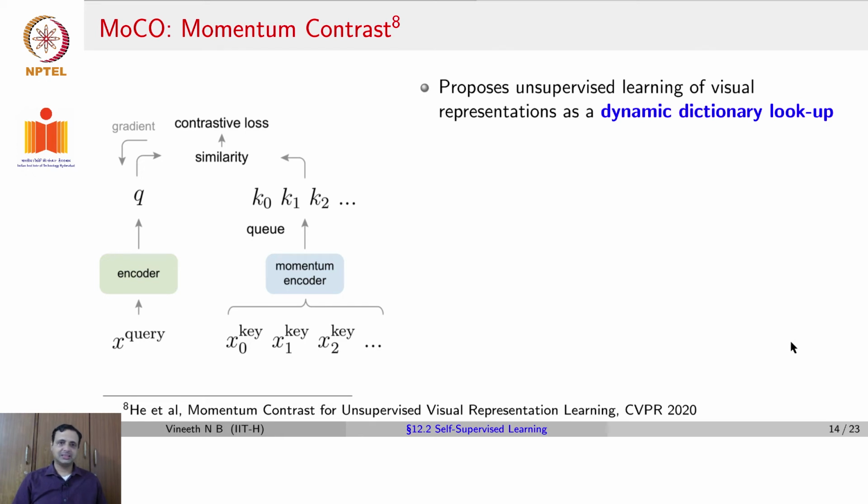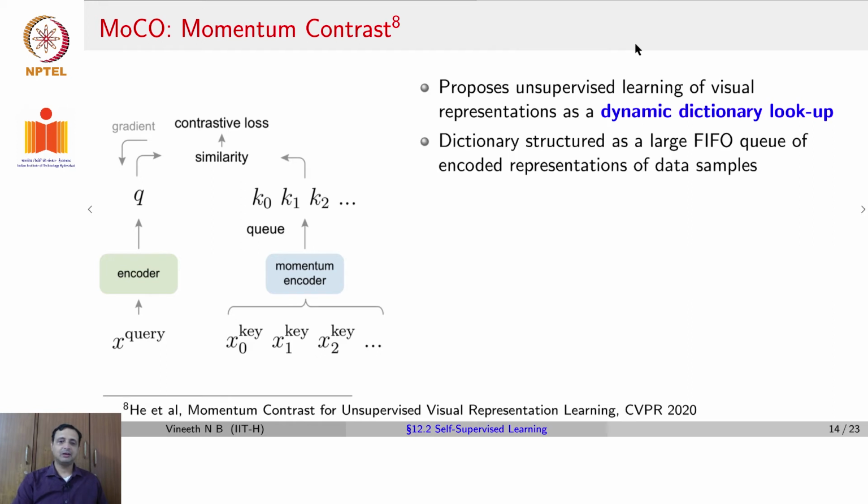And one of the earliest methods in this space is known as MoCo, which was first made public about a year ago, but was published in CVPR of 2020. MoCo stands for Momentum Contrast, and this method proposes an unsupervised learning of visual representations using the idea of a dynamic dictionary lookup. So you can see here that the dictionary, which in this case is stored as x0 key, x1 key, x2 key, so on and so forth, a set of keys, is structured as a large first in, first out queue of encoded representations of data samples.